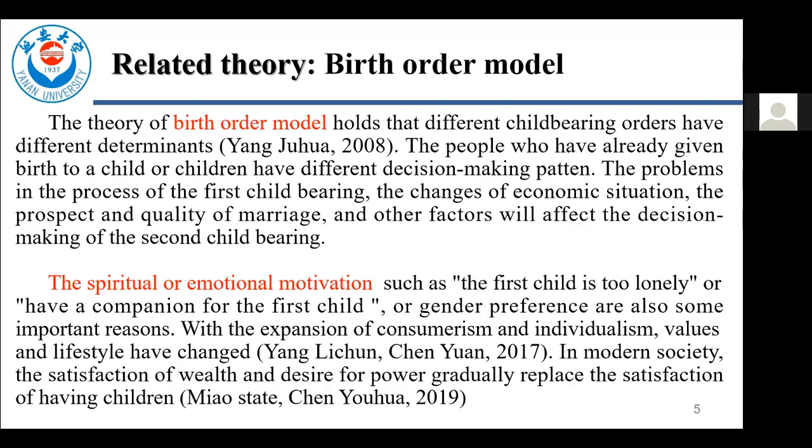Birth order model holds that the people who have already given birth to a child will have different decision pattern. So the change of economic situation, the prospect and the quality of marriage and other factors will affect the decision making of the second childbearing.